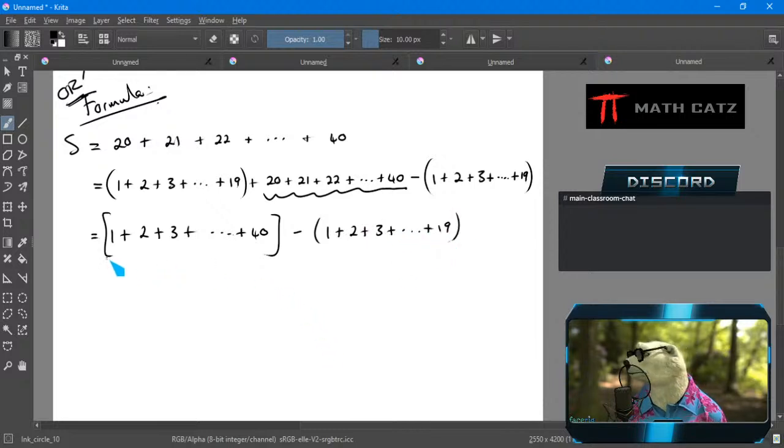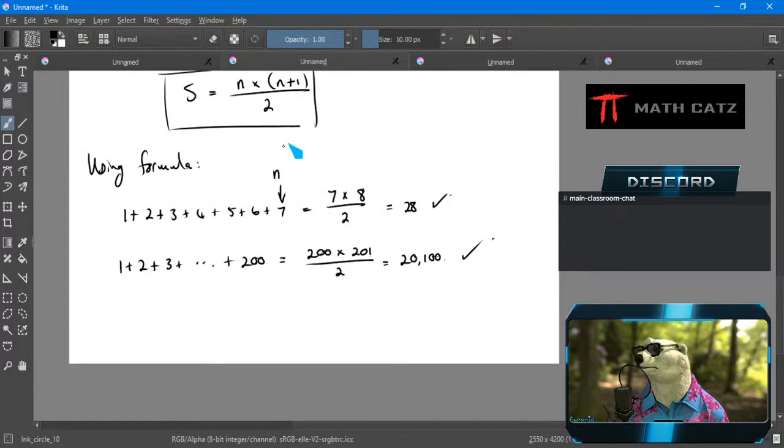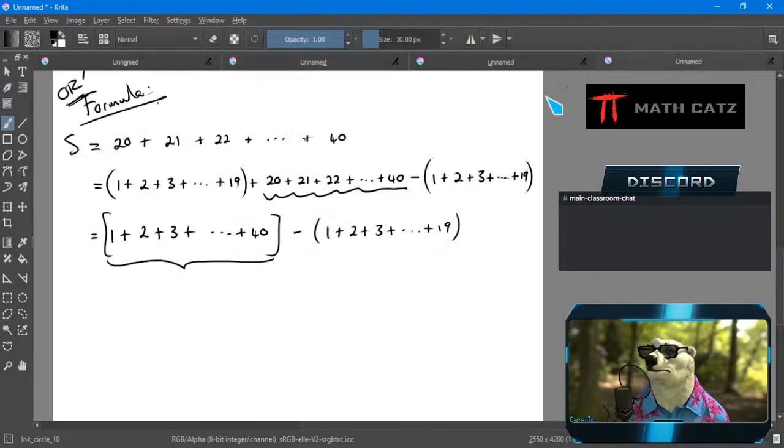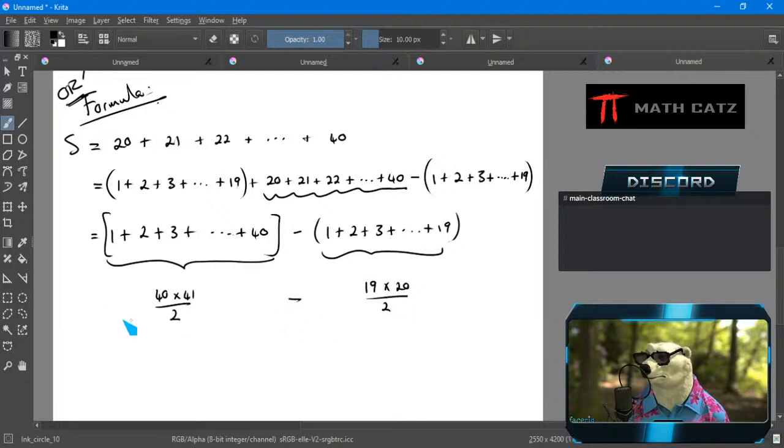But now, if I look at the square bracket, that fits my formula perfectly. It starts at 1, it goes up by 1, it ends in 40. So that's 40 times 41 over 2. If I look at the round bracket section, that's also perfect for the formula. It starts at 1, it goes up by 1, happens to end at 19. So the formula says it's 19 times 19 plus 1 over 2. And there we go. Now we can calculate it.